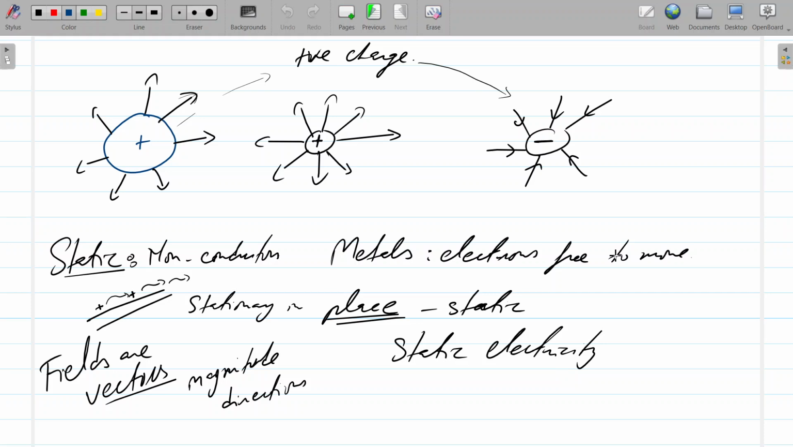And fields, whether we're talking about magnetic fields or electric fields, they are vectors because they have magnitude as well as direction, right? So they are vector quantities. Any questions? No. Okay.